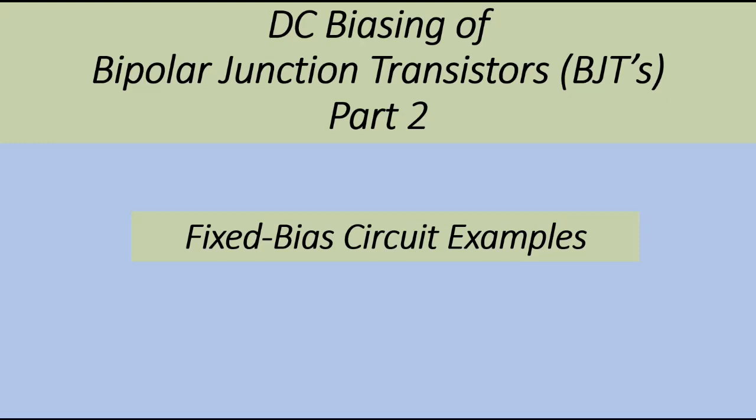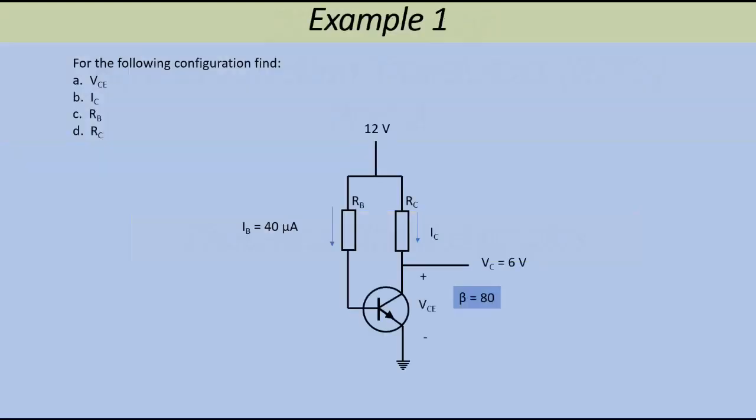In this video clip we're going to look at a couple of examples to show you how we can calculate things when we're using fixed bias circuits. So example 1 is a fixed bias arrangement, and we have to find the following: A, the collector emitter voltage; B, the collector current; C, the base resistor RB; and D, the collector resistor RC.